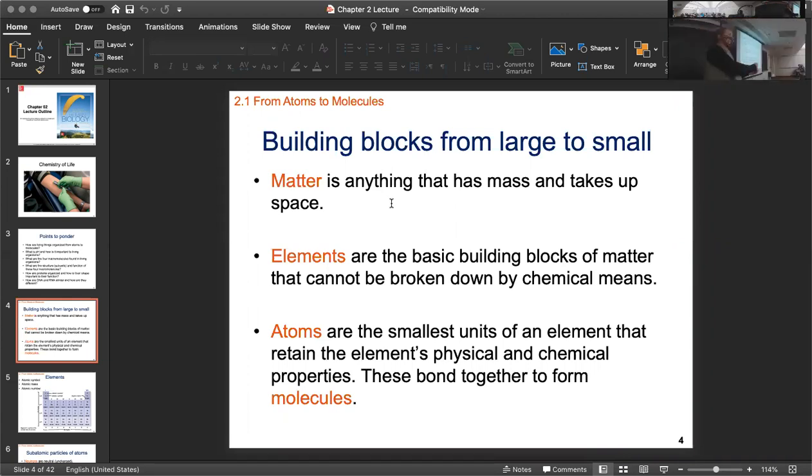An oxygen molecule is made up of matter. It takes up space, right? The water molecule, if you think about it, in the water bottle that's in your bag or whatever, that water itself takes up space, okay? That is matter. Elements are the basic building blocks of matter that cannot be broken down by chemical means, okay?